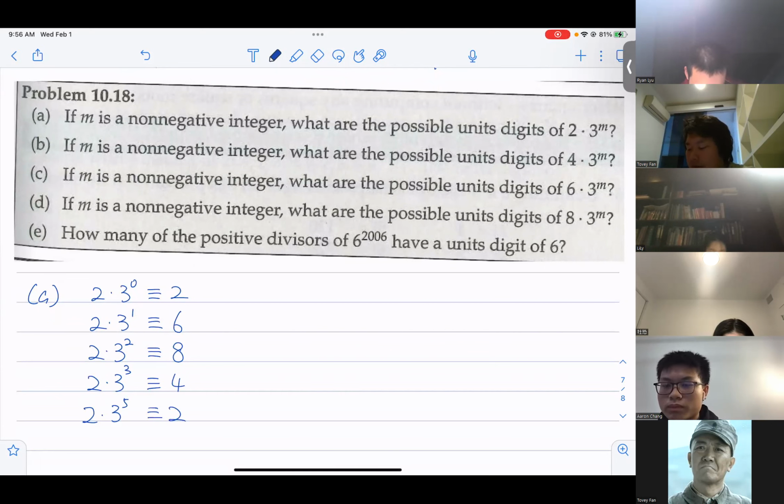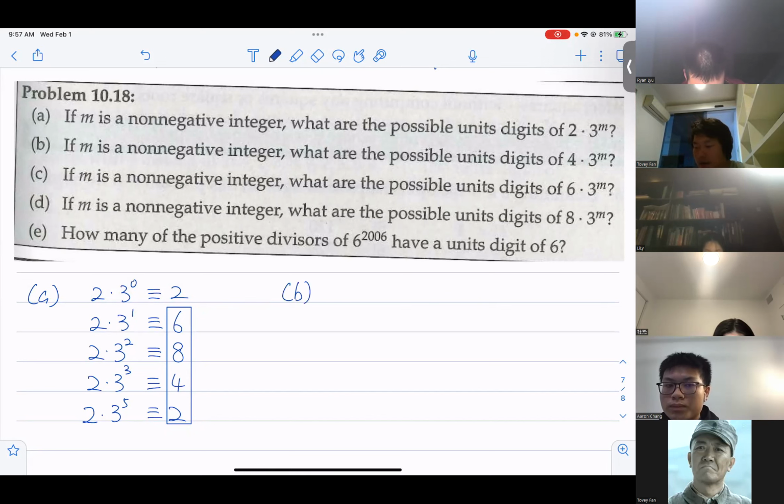Times another 3, right? 4 times 3, 2. Done. So we start to see a cycle, right? Because you go back to 2 again. So 2 times 3 is 6, 6 times 3 is 8, 8 times 3 is 4, and 4 times 3 is 2. A cycle. So it turns out, yeah, we do have 2, 4, 6, 8. Okay, very nice. What about B?